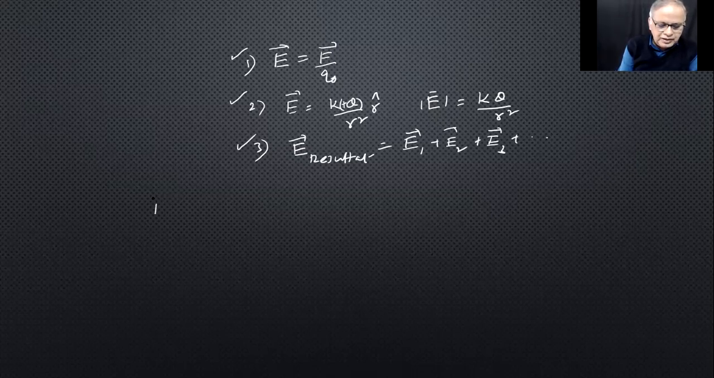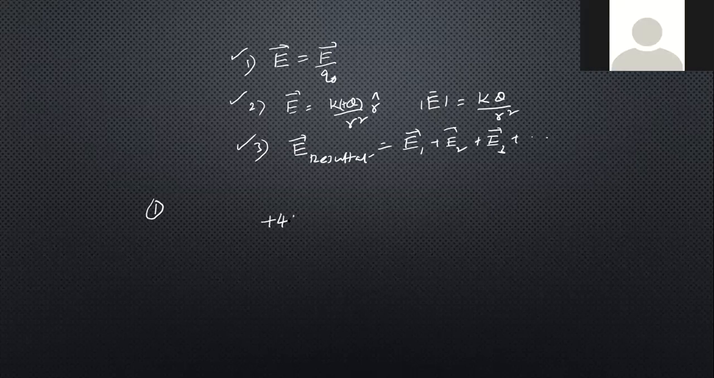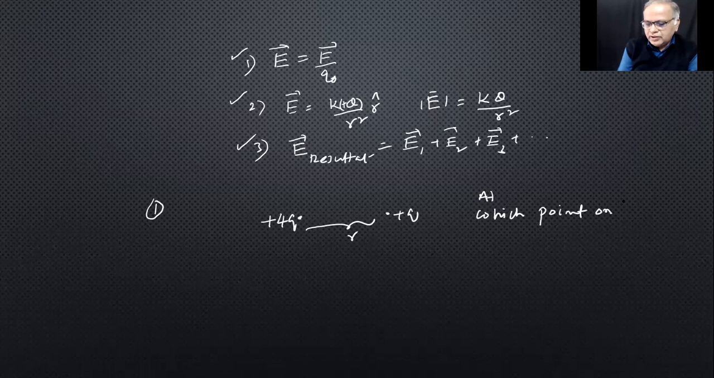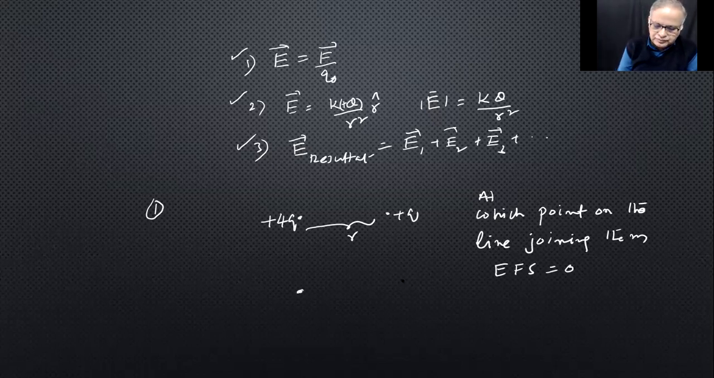Okay, first problem. I've got plus 4Q and plus Q separated by a distance R. At which point on the line joining them is the electric field strength 0?